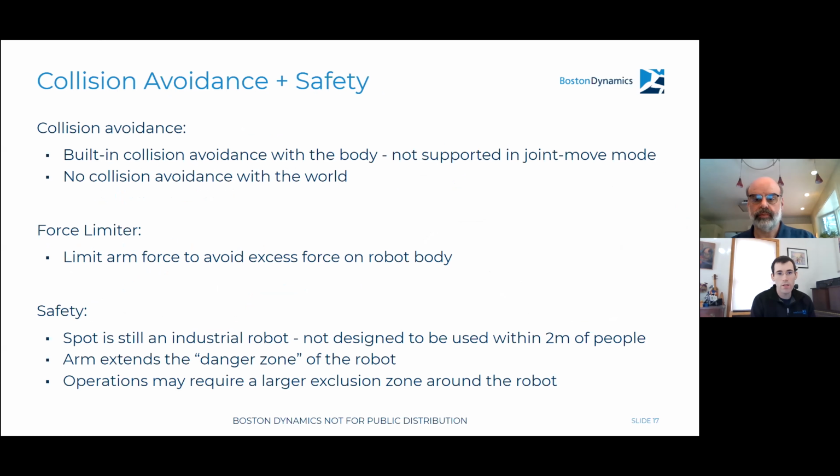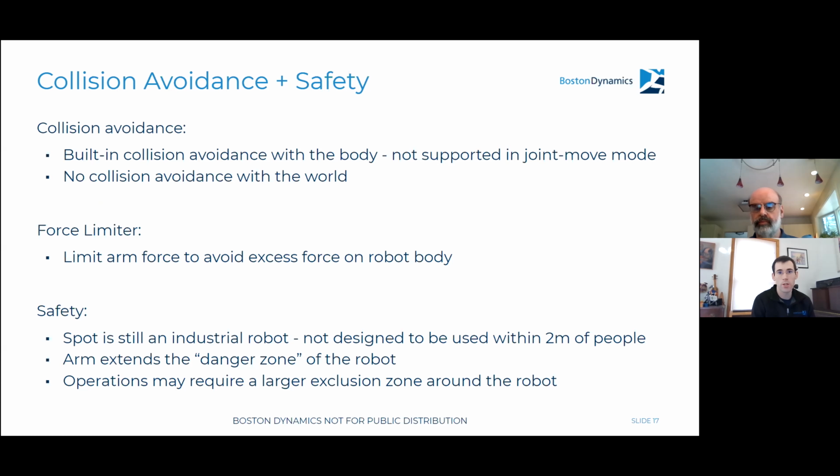So another point here I wanted to talk about is collision avoidance. If you've used Spot in the past, we've worked really hard on our collision avoidance with the body. The arm is not going to ship with collision avoidance with the world. So the arm does ship with collision avoidance with the body of the robot and with payloads you have mounted and informed the robot about. There's a little asterisk there that's not going to be supported in joint moving mode. But we are not going to ship collision avoidance with the world in this release.